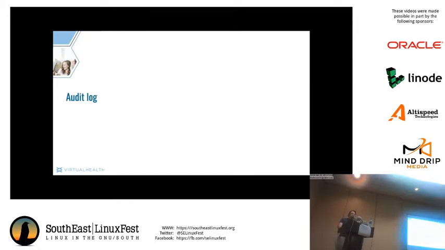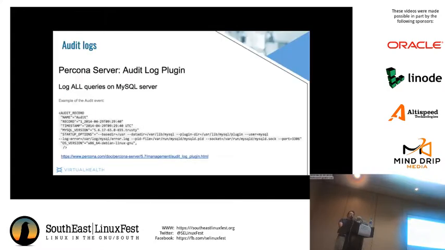So there are three other topics left. I will quickly talk about audit log. Audit log is a feature of Percona Server and also MySQL Enterprise. In Percona Server, you can very easily enable the audit log plugin, and with the audit log plugin, you will have all the queries recorded in a file. This is a little bit different to general log. General log is hard to work with, and also general log has a little bit more overhead.